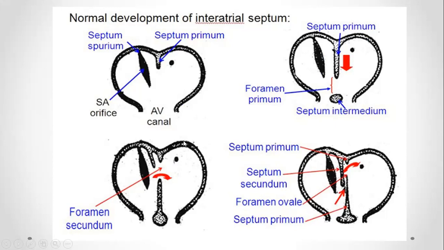Now just beside the septum primum, which has already broken down, there is formation of a second septum. This is called the septum secundum. This is very important because later I will talk about it. This septum secundum will descend downwards, and still there is a small communication between the right atrium and the left atrium.